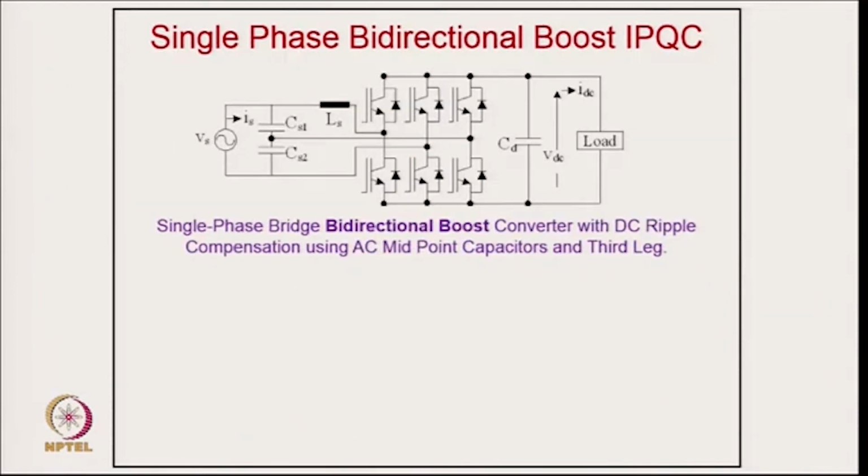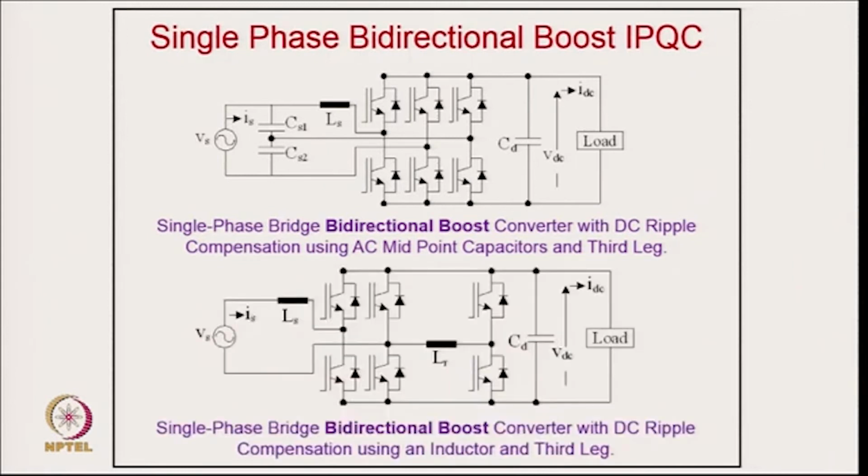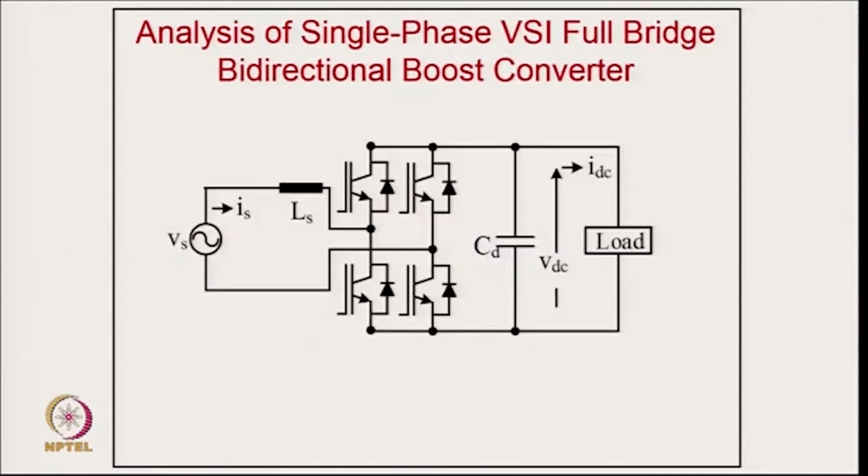Or you can extend it for reducing the ripple, because in single phase you have ripple on the DC link. This is another configuration, with one more leg, and this is taken for reducing the ripple, thereby a third leg. Or you can have another method for reducing the ripple. So, there are plenty of circuits.